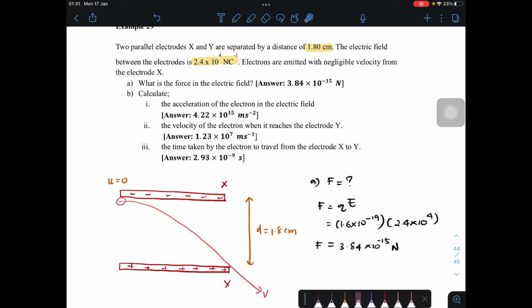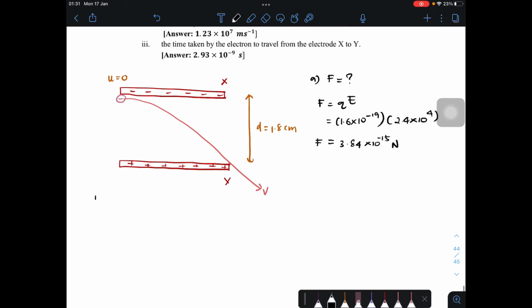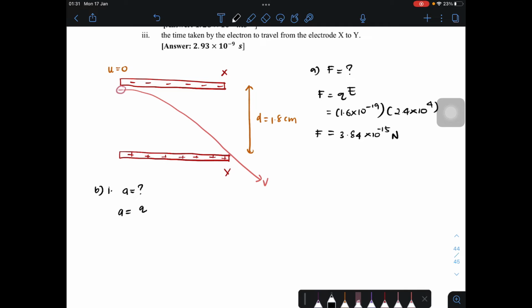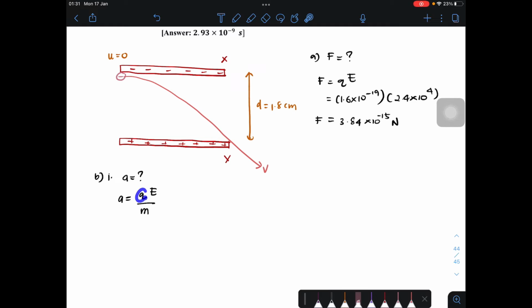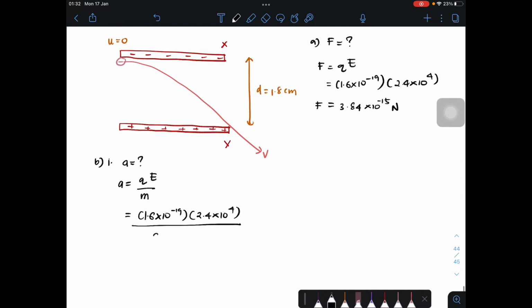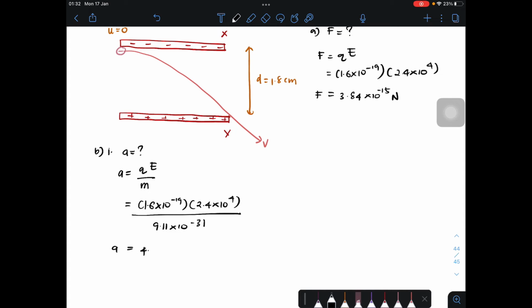Okay, so next one, calculate the acceleration of the electron in the electric field. So question B, number 1, what is the acceleration? Okay, so acceleration, we know that it is equal to QE divided by the mass. And since we are already given the value for E, we can directly substitute, because Q and m are constant values. So Q is the charge of electron, E is 2.4 × 10^4, divided by the mass of the electron. So you will get the acceleration is equal to 4.22 × 10^15 meter per second squared.